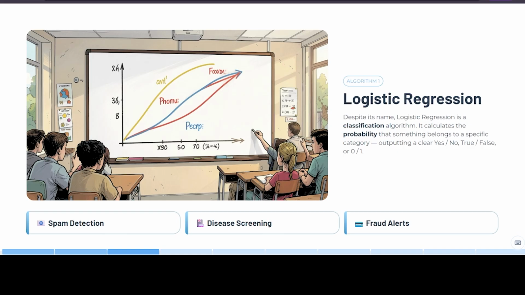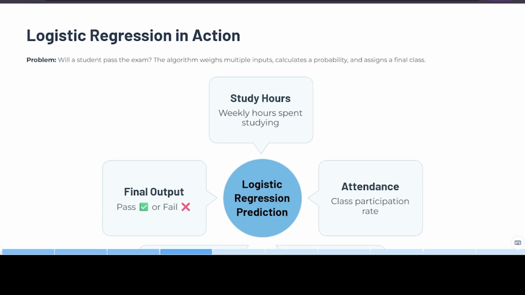Its job is very simple. It will just calculate the probability, and then make the decision: yes or no, true or false, or 0 or 1, okay. Let's understand this with a real example. Logistic regression classifies the data based on a yes or no category, okay. Next I will explain logistic regression with a simple example.